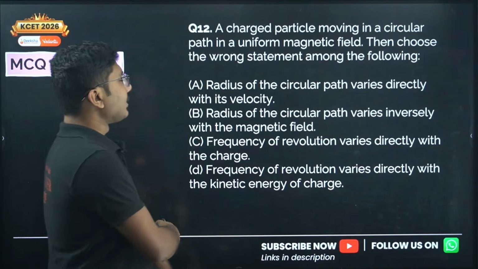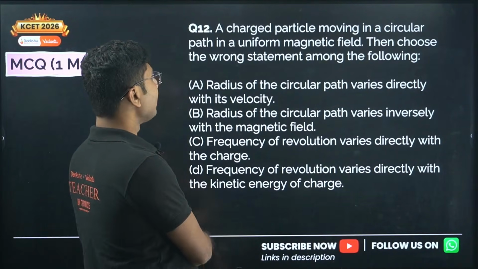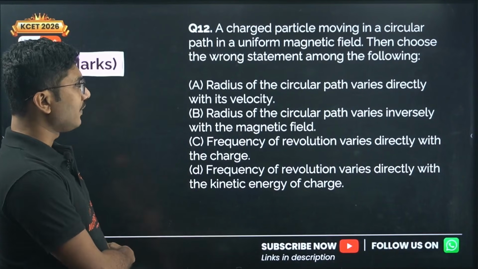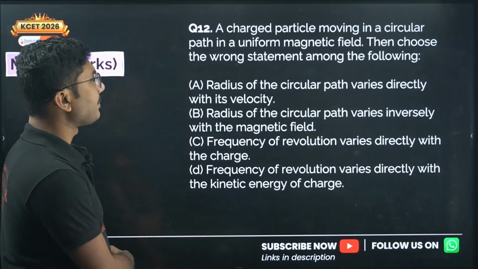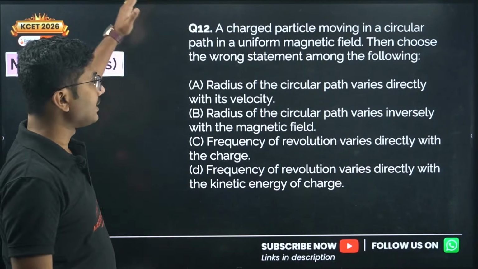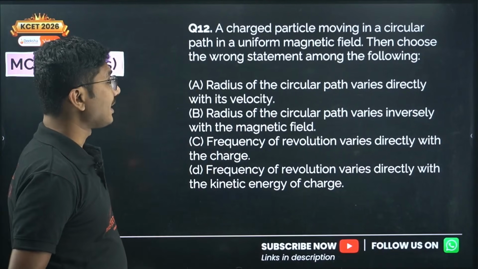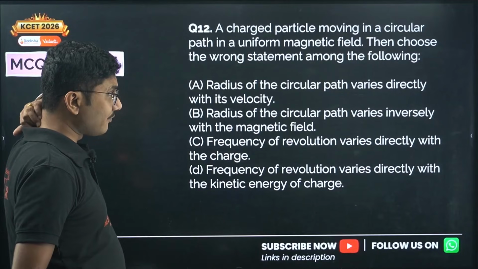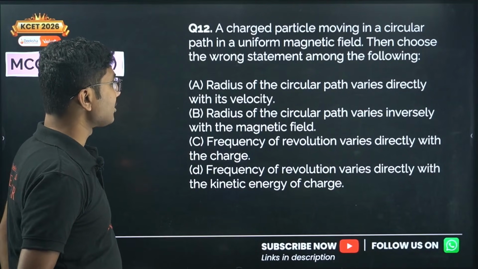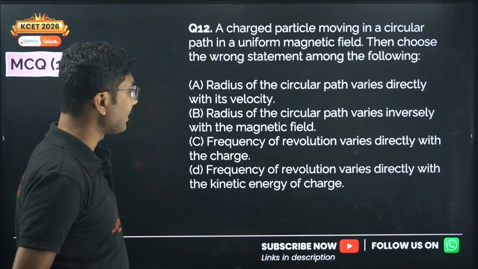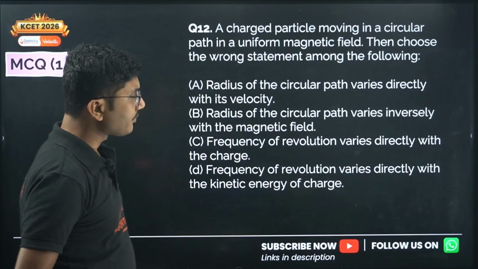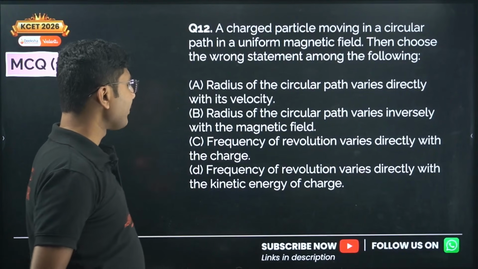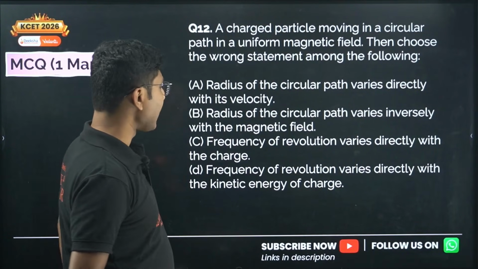Next, a charged particle moving in a circular path in a uniform magnetic field. Choose the wrong statement among the following. So here we have three correct statements, and only one of them is incorrect. Radius of the circular path varies directly with its velocity. Radius of the circular path varies inversely with the magnetic field. Frequency of the revolution varies directly with the charge. Frequency of the revolution varies directly with the kinetic energy of the charge.